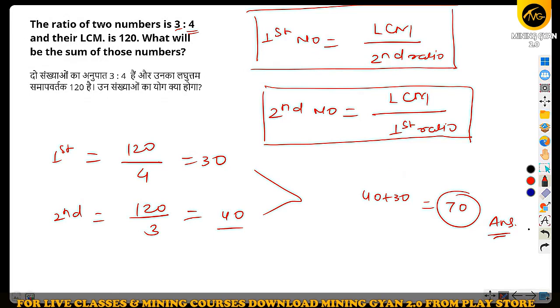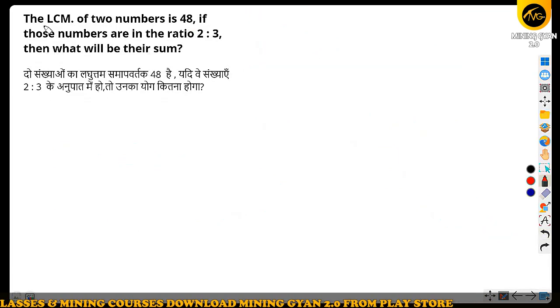Now in this section, one more question. For example, the LCM of two numbers is 48. If those numbers are in the ratio of 2:3, then what will be their sum? It is a similar kind of question.